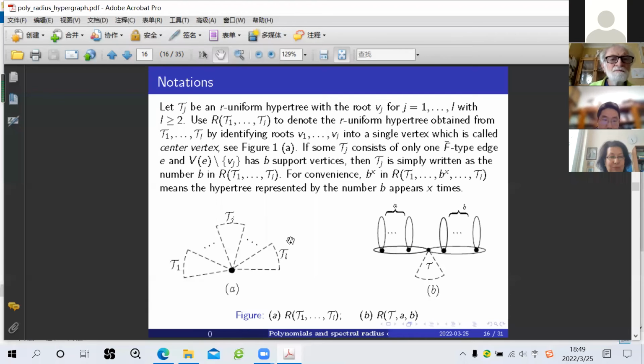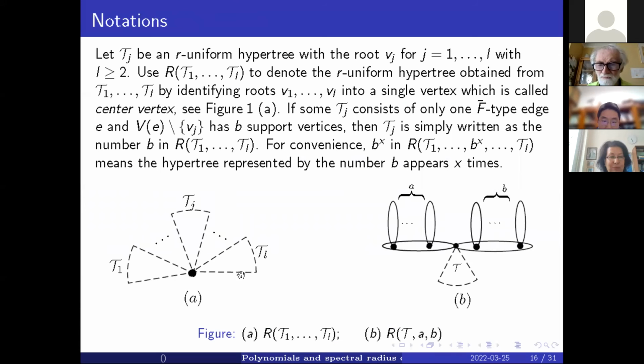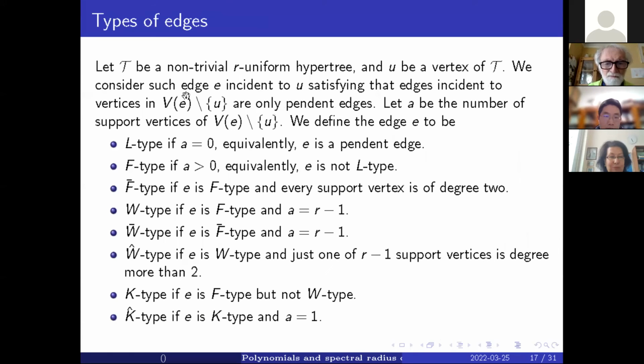Two notations. We use RT1 up to TL to represent this hypergraph, and RTAB to represent the right one. Now we define some types of edges.